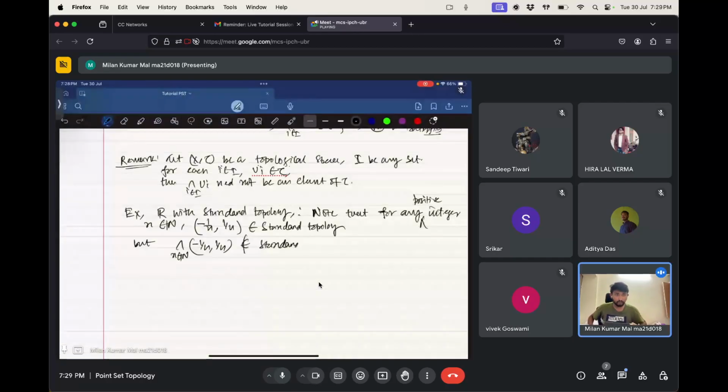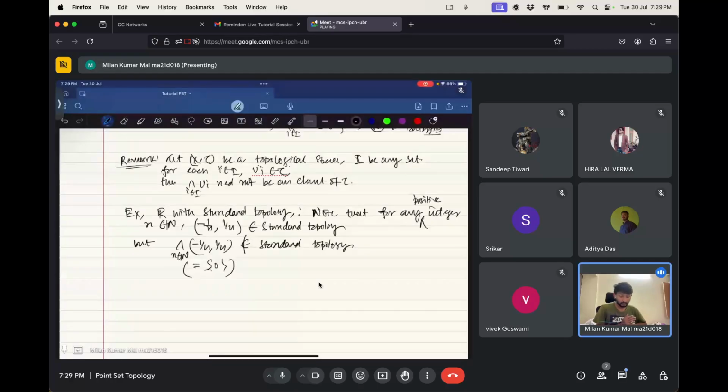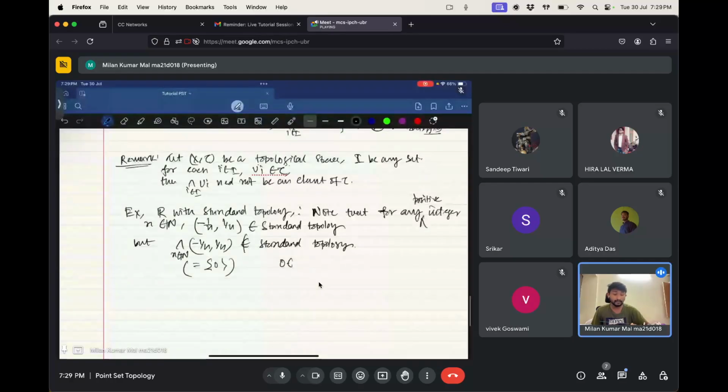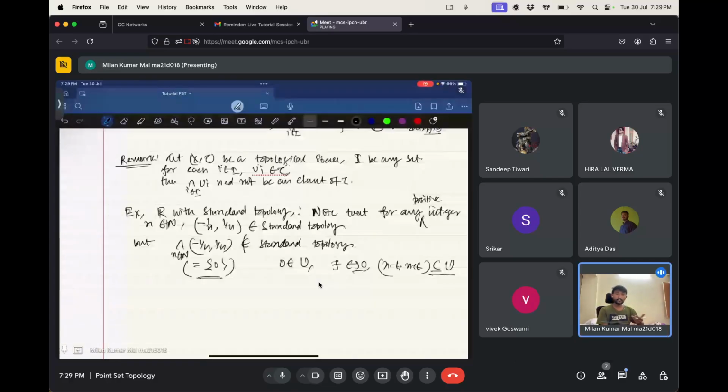I just want to make sure that the infinite intersection becomes zero. It is the set with only the zero element. But why is that not an element of the standard topology? Because the standard topology says that if some element x is there, there should exist an epsilon greater than 0 such that (x - epsilon, x + epsilon) is in the set U. But if this is the set, we can't find any positive epsilon for which (x - epsilon, x + epsilon) fits here. That is the reason we can't take infinite intersection.